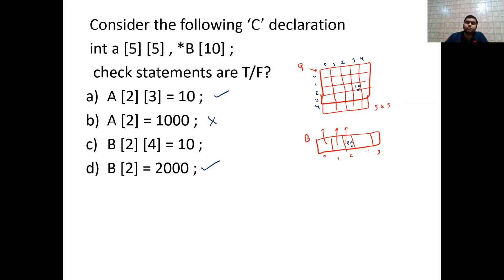correct only. Why? Because b of 2, so what is b of 2? Like this. Okay, b of 2, and whatever address is written at b of 2, just go to that address and after that select what? Fourth index. So we will go to the fourth index and what will we put on that value? 10. So it is applicable.